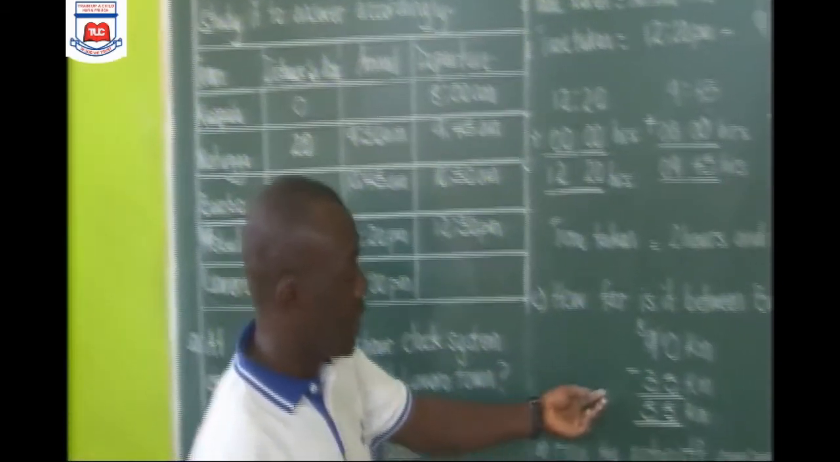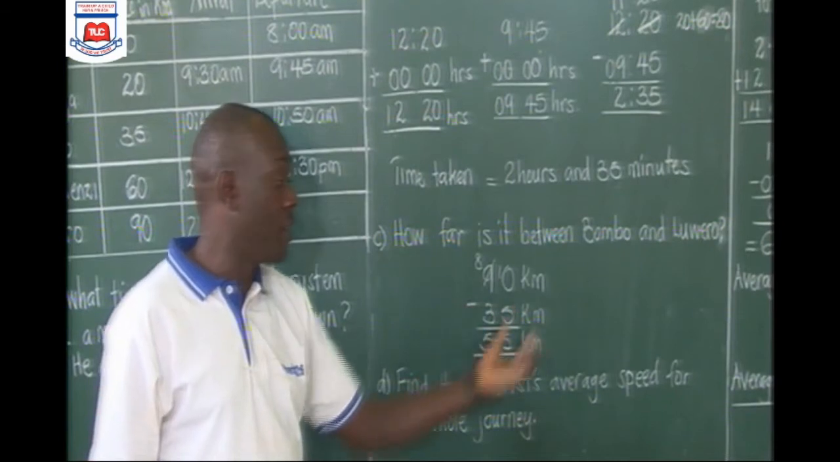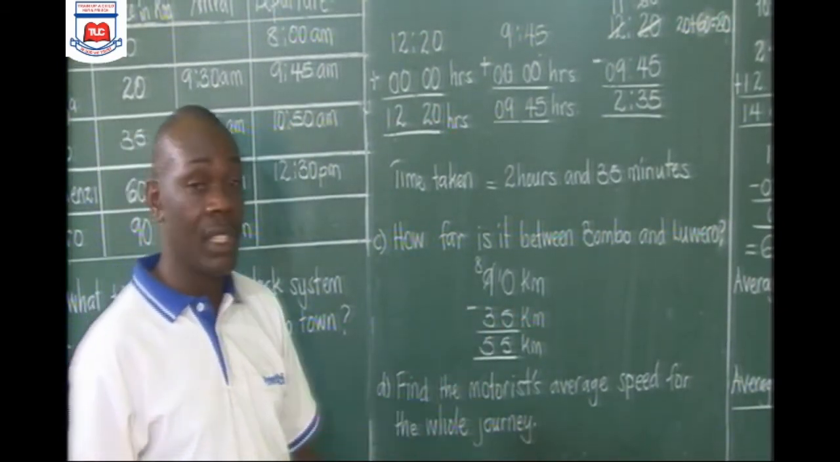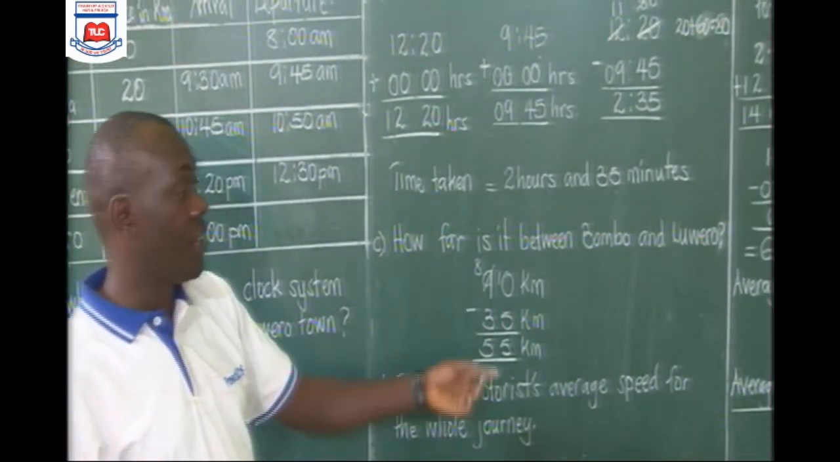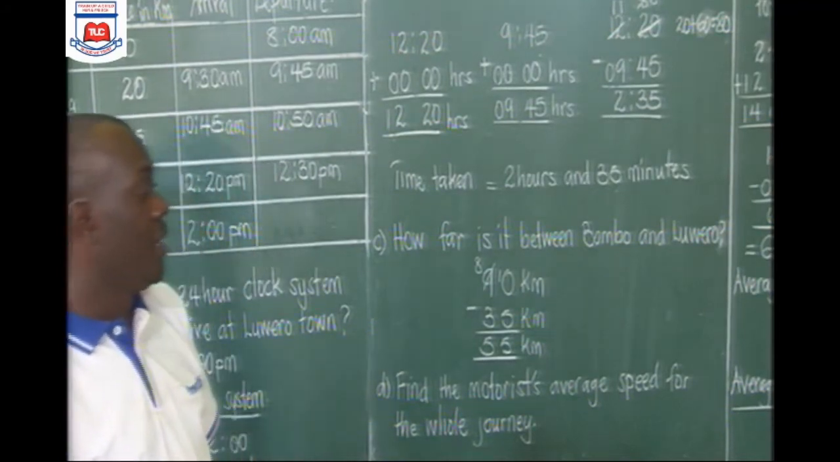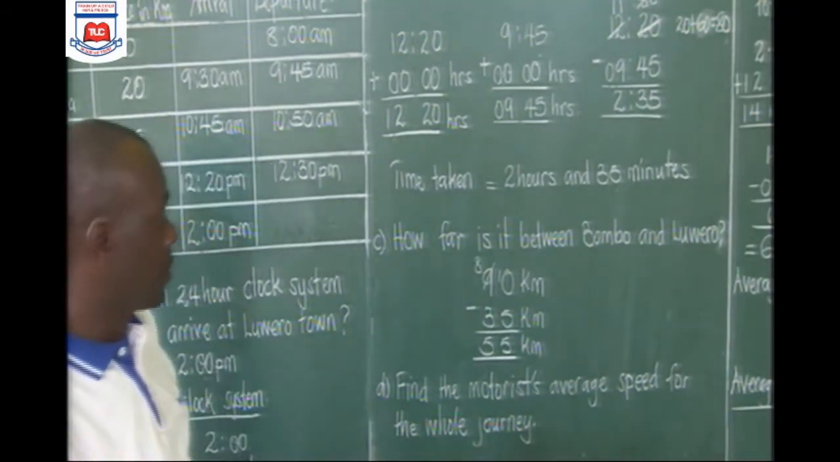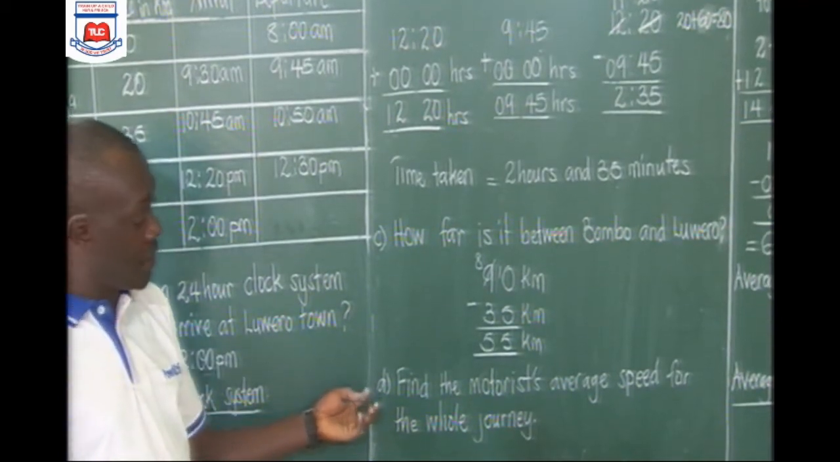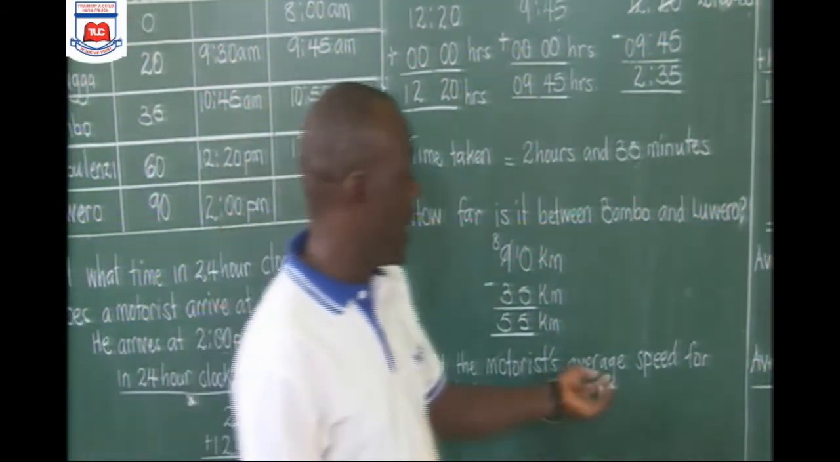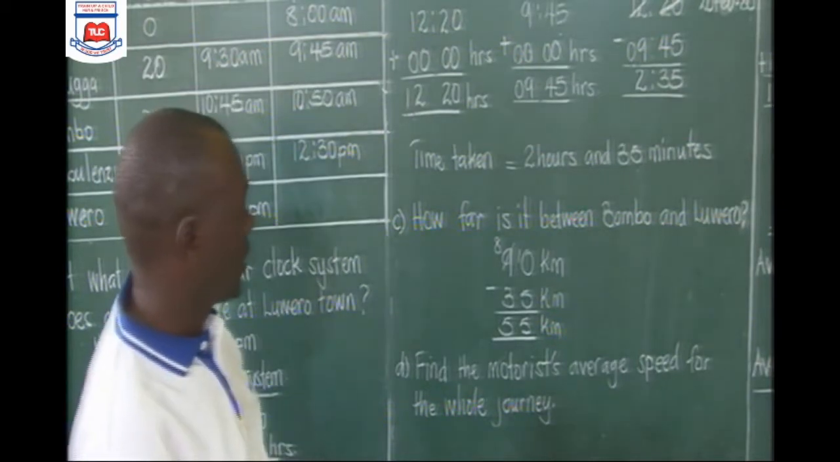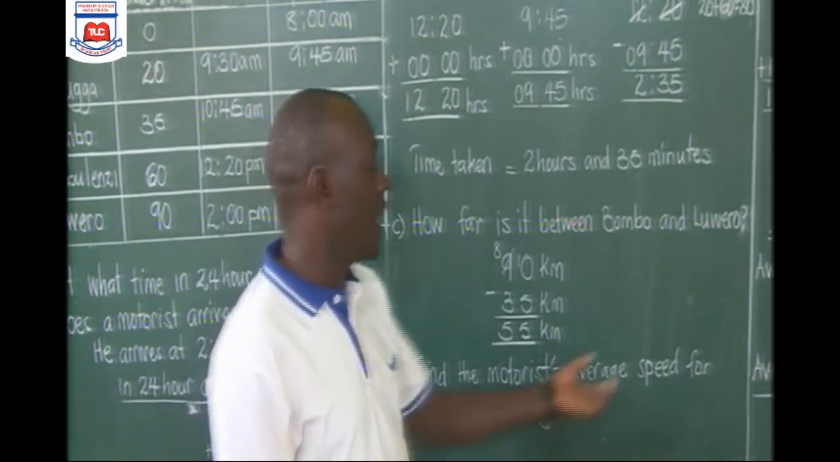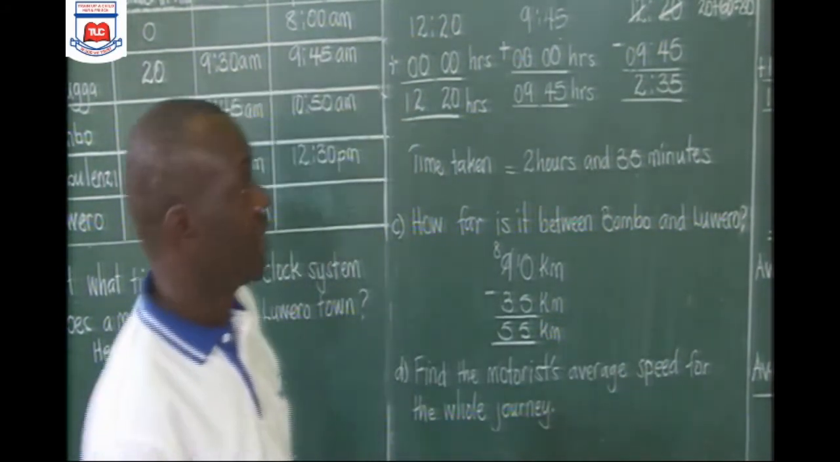Then you go here and say 90 kilometers minus 35 kilometers. Subtract accordingly to get a 55 kilometer journey. Therefore, it is 55 kilometers from Bombo to Iruwero. Then we go to part D. Find the motorist's average speed for the whole journey.